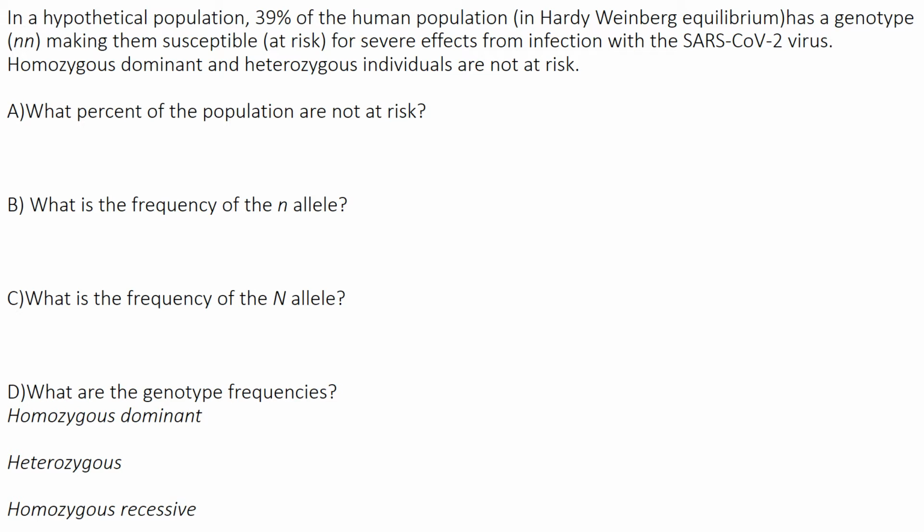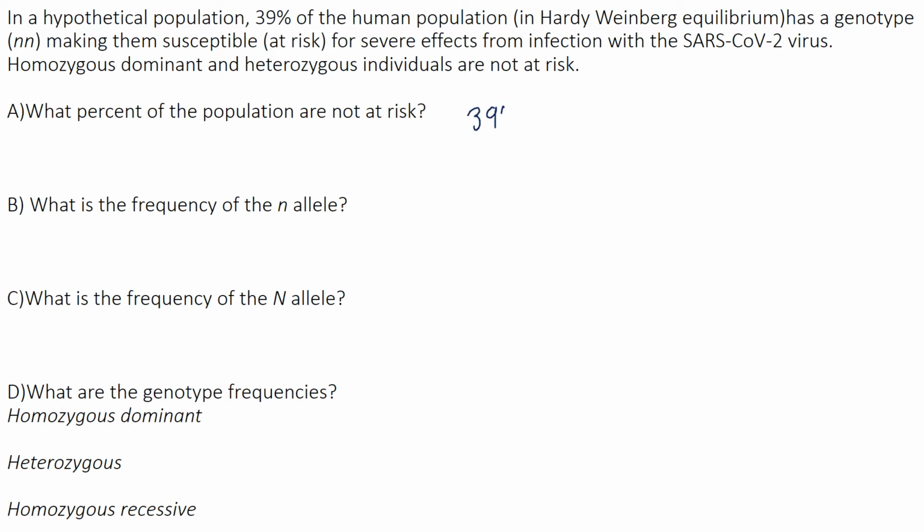you can use the Hardy-Weinberg equations. They have a genotype, which is little n, homozygous recessive, that makes them susceptible or at risk for severe effects from infection with the SARS-CoV-2 virus, which we're experiencing these days. Now, the homozygous dominant and the heterozygotes are not at risk. Their genotypes do not make them susceptible for the severe effects from infection with this virus. Now I'm asking you to find the following things. The first one says, what percent of the population are not at risk?